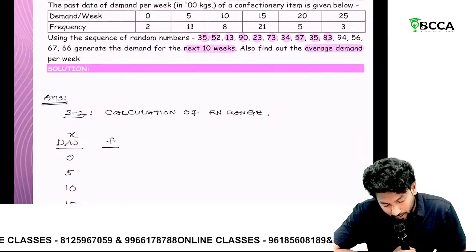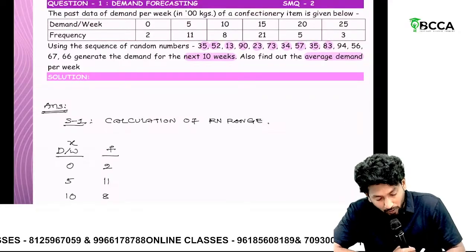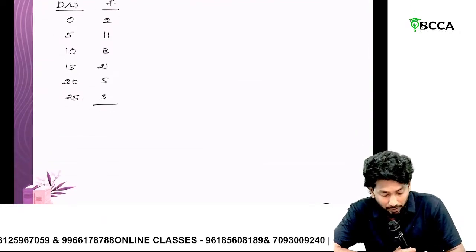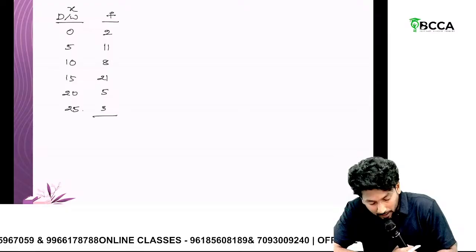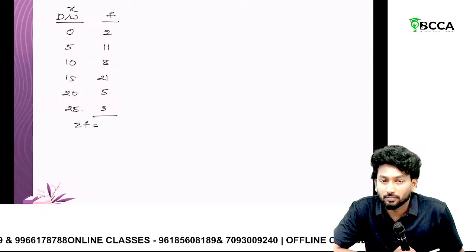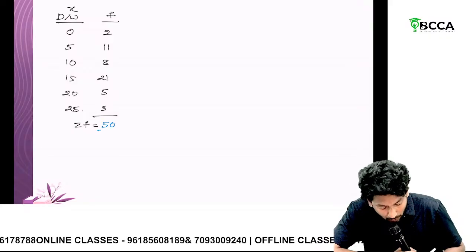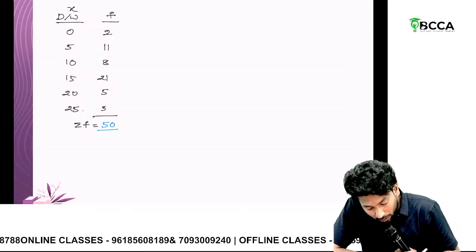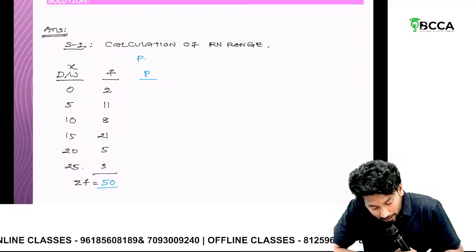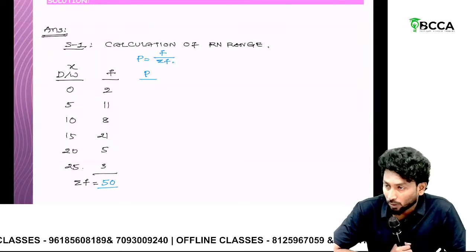The frequencies given are 2, 11, 8, 21, 5, 3. So can you tell me the total frequency? Please calculate that, sir. 50. Okay, so total frequency is 50. Now, what do we need to calculate, sir? Probability. What is the formula for probability? Probability is equal to frequency divided by sigma frequency, that is, favorable outcomes divided by total number of outcomes.